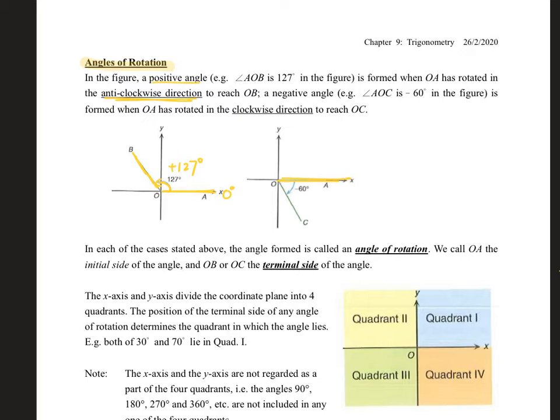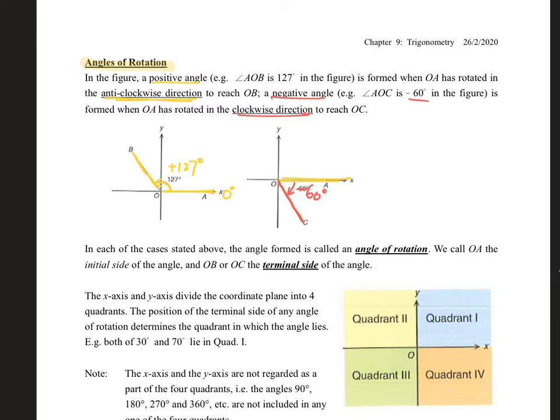Next example: if we measure an angle in a clockwise direction, for example, an angle from the positive x-axis to OC, then we have a negative angle called minus 60 degree. Clockwise direction, we have a negative angle. So it is a very brief definition of angle of rotation.